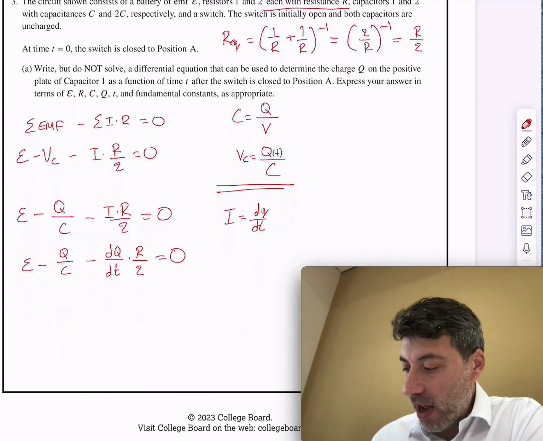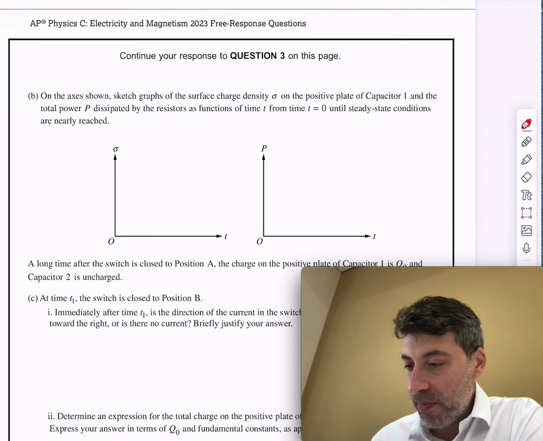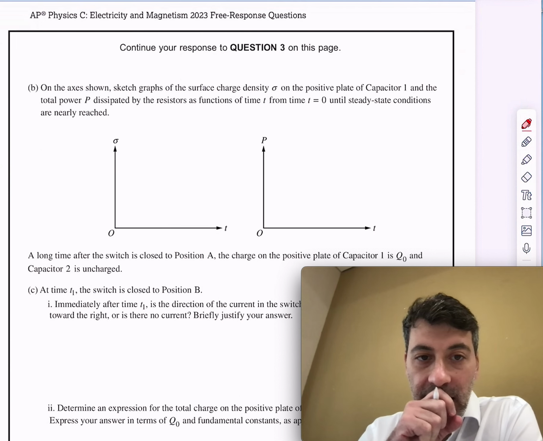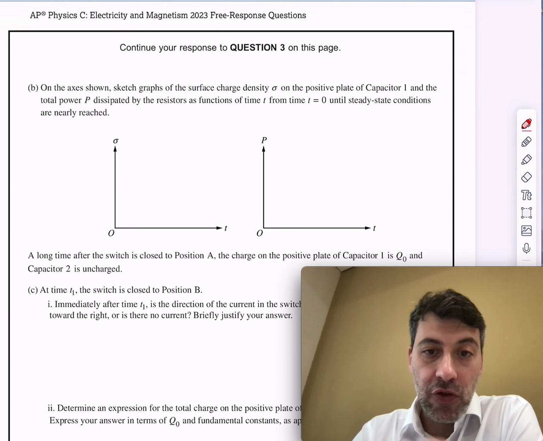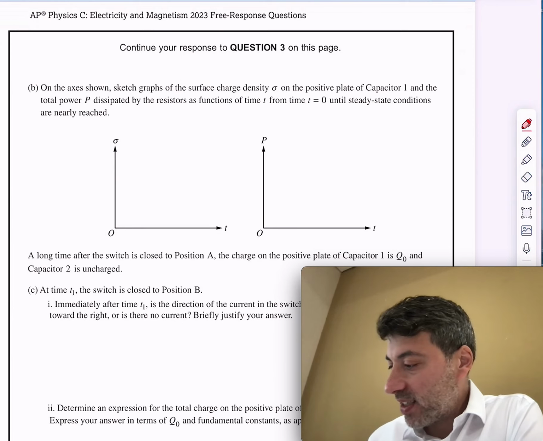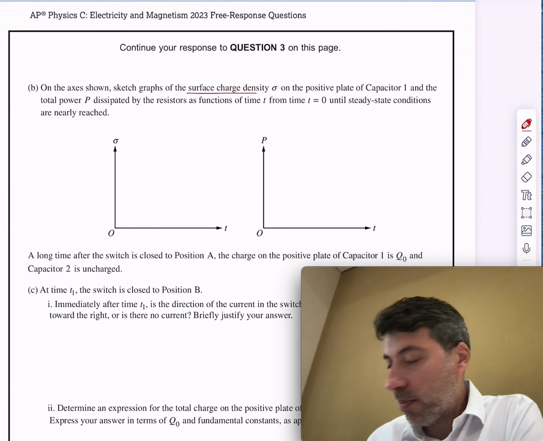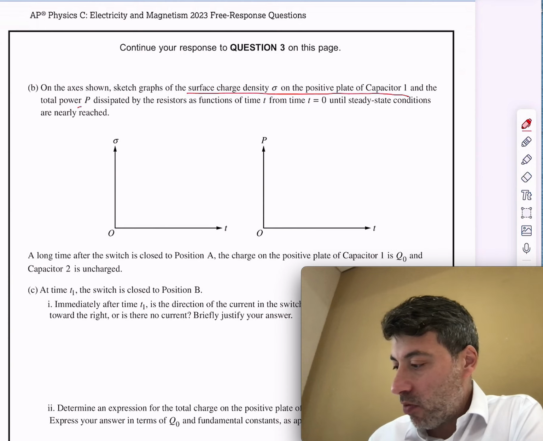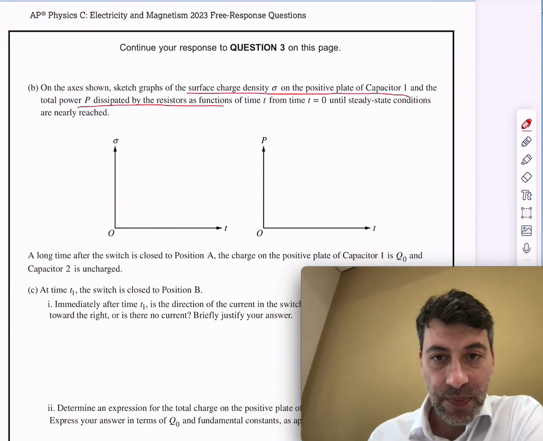We move on now to part B, where we need to draw two graphs: one for sigma, the surface charge density on capacitor 1, and the other for the power through the resistors.